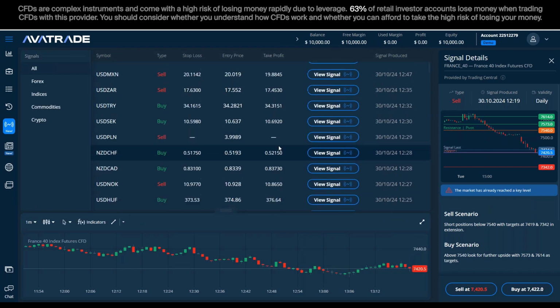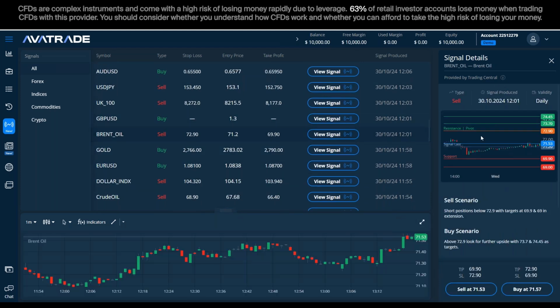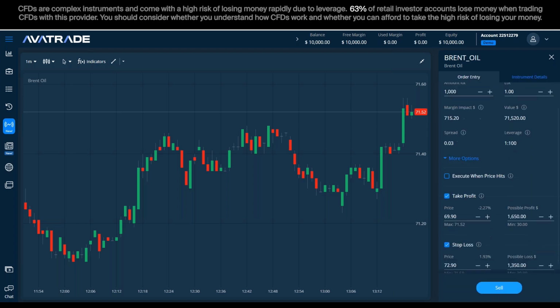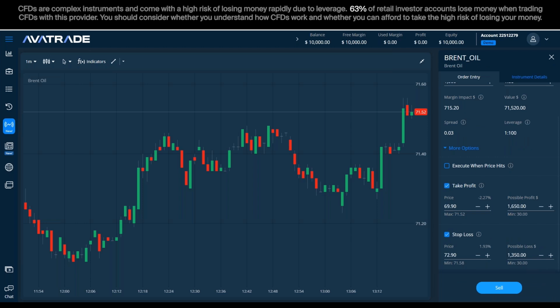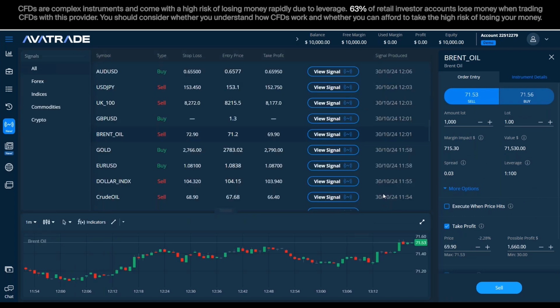If we take Brent oil as an example, we see that Brent oil still has a valid take profit and stop loss that it can reach. So if I pick this signal as an example and it doesn't have the red written in here, and I click this time on the sell, just as an example with the sell scenario, you see that I have the take profit and stop loss marked. If I try the same with France 40, I'm not going to see that, because those levels have already been reached. So you can see it from here.